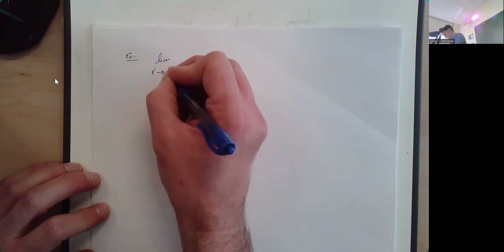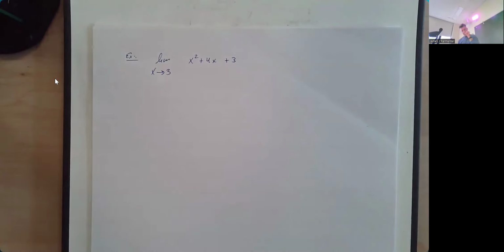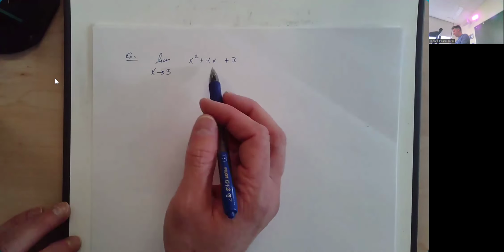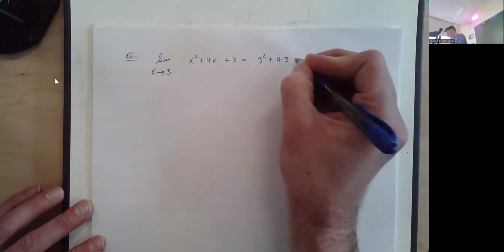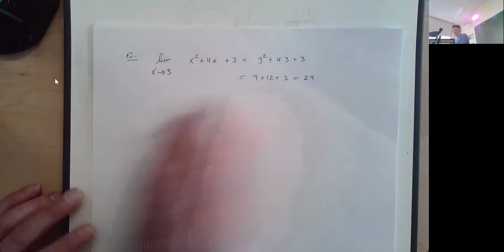Let's look at the limit as x approaches 3 of x squared plus 4x plus 3. There's nothing terrible about this. We can just say, well, okay, x is getting close to 3. So x squared is getting close to 9. 4 times x is getting close to 12. And 3 is just 3. So we're going to get 3 squared plus 4 times 3 plus 3, which is 9 plus 12 plus 3, which is 24.